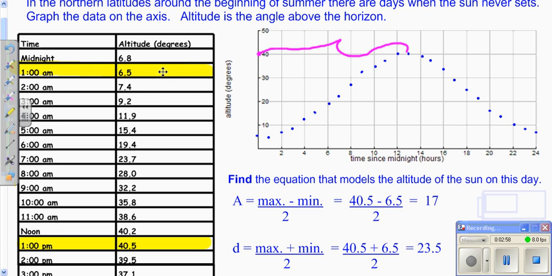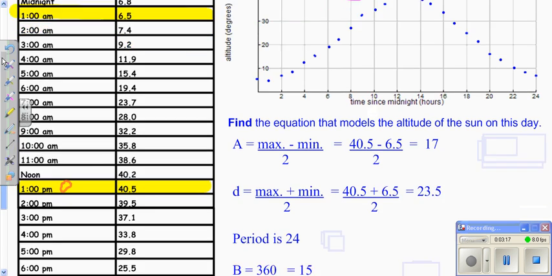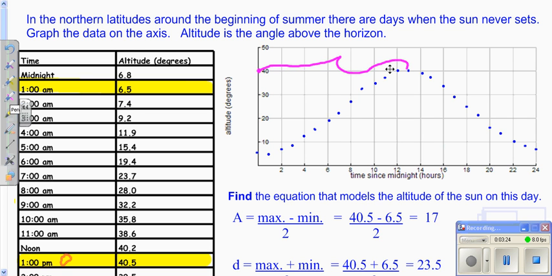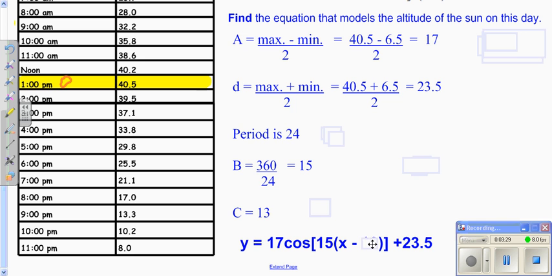Looking in your data, when did your maximum occur? We know our maximum is this here, but the when, that's what we're talking about, at 1 o'clock here. But notice that this is 1 in the afternoon. How many hours after midnight is that? Well, that's 13 hours after midnight, so that means our C is 13. So we're moving our graph from our axes over to the right to match this up. So whenever you move to the right, you end up having to subtract your C value. And here's your equation.